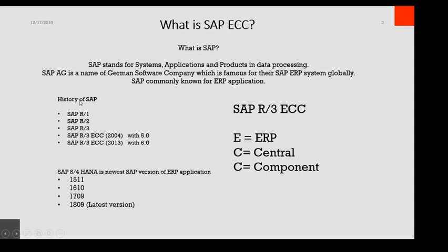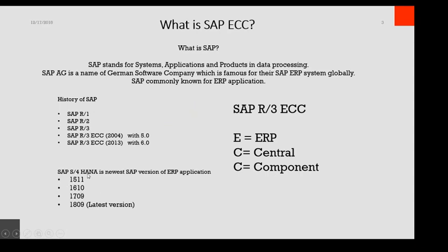ERP applications have different versions: R1, R2, R3, and in 2004 they came out with SAP ECC 5.0. So ECC stands for ERP Central Component. And then in 2013, 6.0. So these are the names of our versions, which is the SAP ERP application.